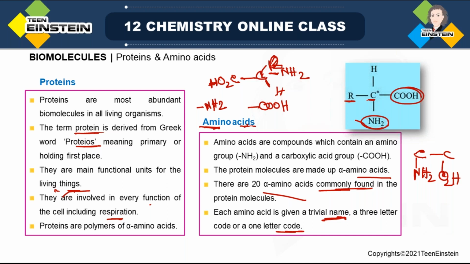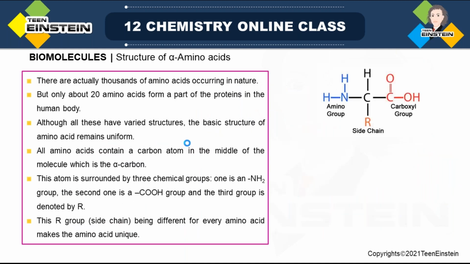So this is the basic alpha amino acid structure, and here these 3 parts will not change. Only the part R will change. Depending on the nature of the R group, we can have different alpha amino acids. In the structure of an alpha amino acid, we have an amino group, a carboxyl group, and this R group, which is called the side chain.